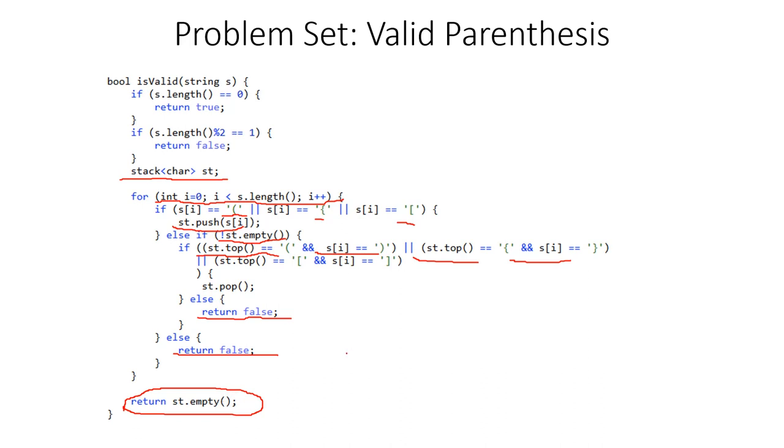It means that, for example, we can have some opening brackets left. And it means that for those opening brackets, we don't have closing brackets. So it also means invalid. That's why we just return whether our stack is empty or not.